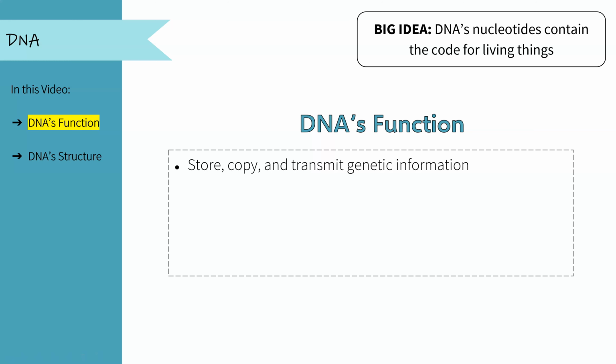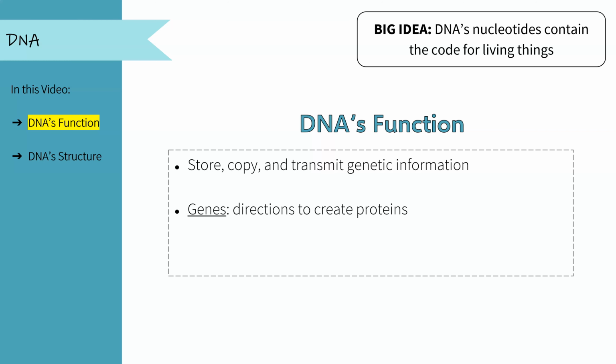DNA stores, copies, and transmits genetic information. So within the code of the nucleotides, we have all of the genetic information stored. We can make copies of it in mRNA, and then we transmit it, we pass it down from parent to offspring. So we think about this at the level of the gene.